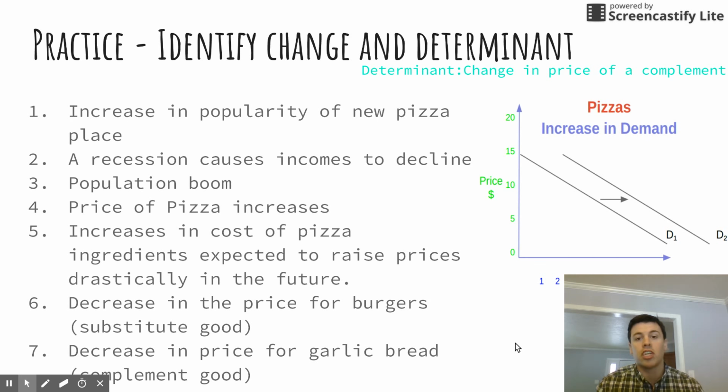All right, how'd you do? Did you get all 7? Hopefully we're getting to the point where we're getting a little bit better at this, not getting tripped up too much by those related goods, change in expectations, some of those little tougher ones.